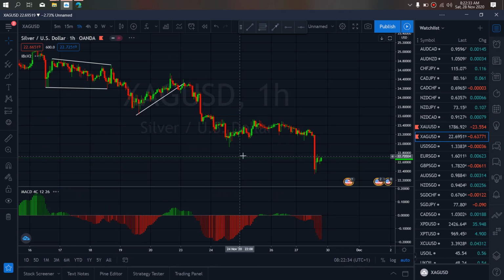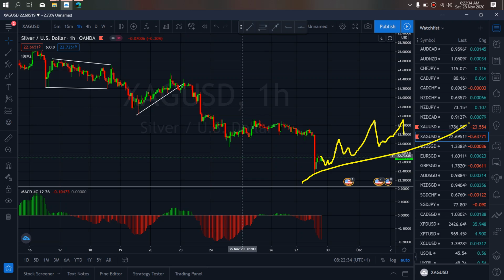Looking at the 1-hour time frame, it's already correcting and preparing for this up spike. So I want to watch out for it as it develops this week on silver.